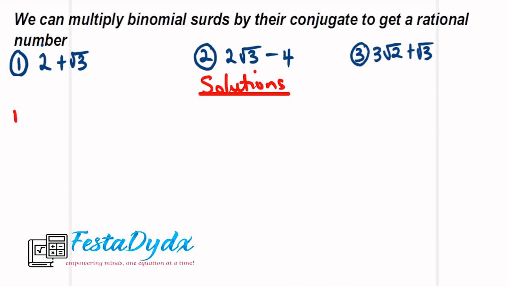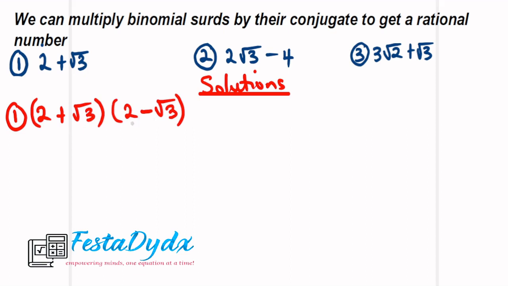So now let's work with number 1. It says we can multiply binomial surds by their conjugates. So for each of these surds, we have to look for their conjugates. Then after we get the conjugate, we multiply them together to get a rational number. So let's start. We have 2 plus root 3. What will be the conjugate of this? The conjugate is 2 minus root 3. So now let's multiply these two binomial surds together. When we multiply these binomial surds together, we get a rational number.